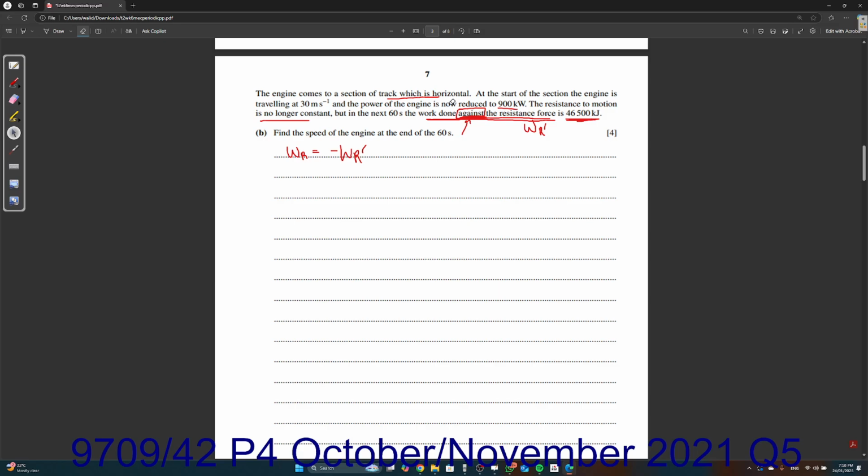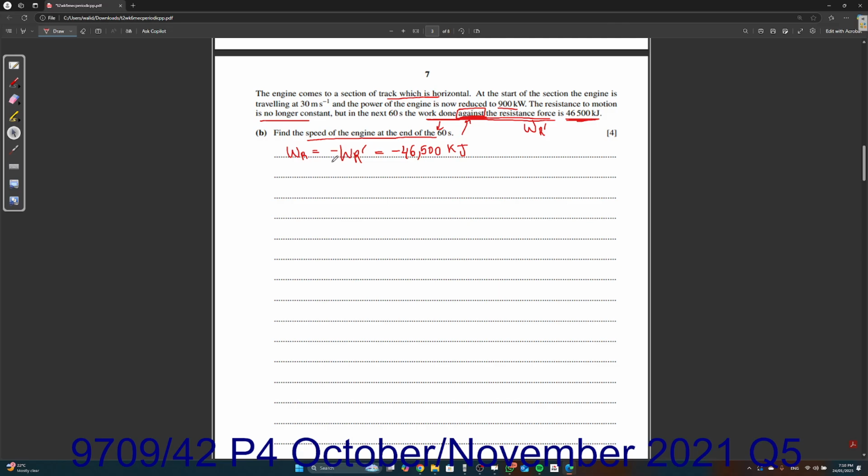Okay, so that means the work done by the resistance force is equal to negative 46,500 kilojoules. Okay? They're asking us to find the speed of the engine at the end of the 60 seconds. We know the first speed, we know the second speed. We're working with work, and we have power and time, which also means we're working with work.